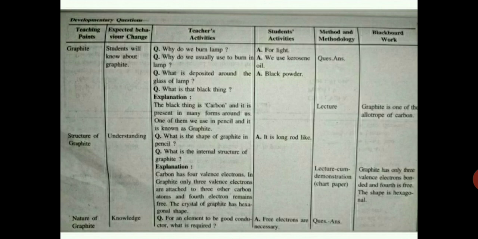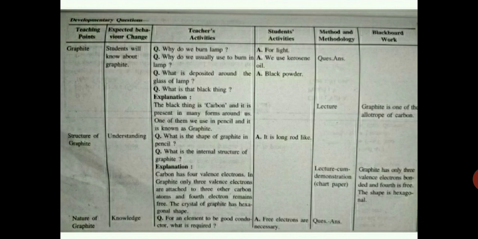Now the teacher gives the explanation, because the students are not able to answer. Here you will not write problematic, because it is not problematic. You are going to teach it, so it cannot be termed as problematic. So here the teacher will give the explanation about carbon, and the gist, the summary, the short of this proper paragraph is written on the blackboard. So you can see the blackboard column where the pupil teacher will explain that the black thing is carbon and it is present in many forms around us. One of them we use in pencil, and you have seen it in a kerosene lamp also. And then on the blackboard the teacher will write, graphite is one of the allotropes of carbon. This is the first point to be written on the blackboard.